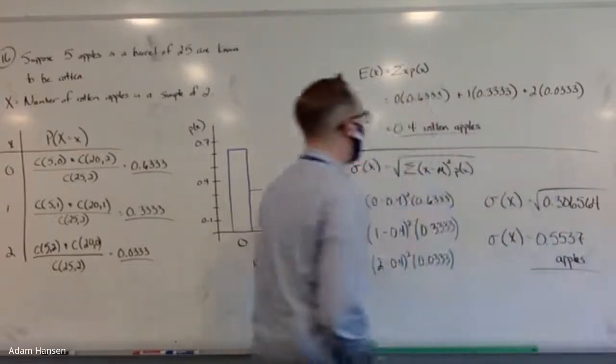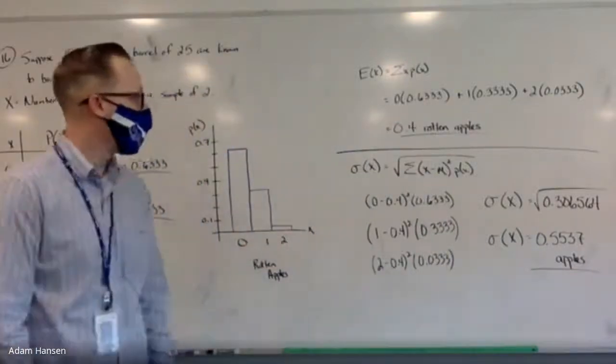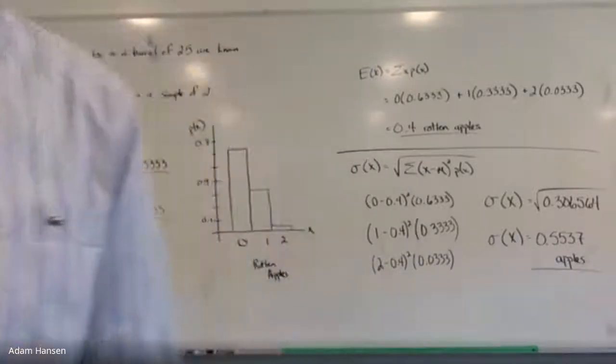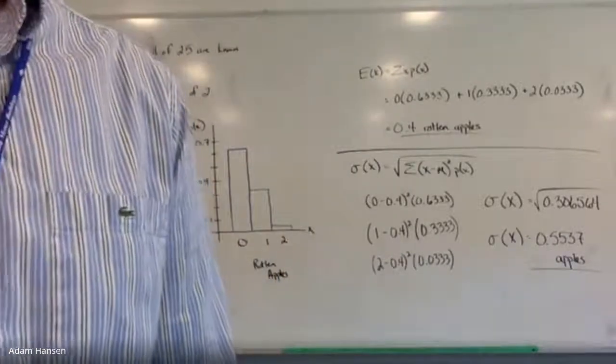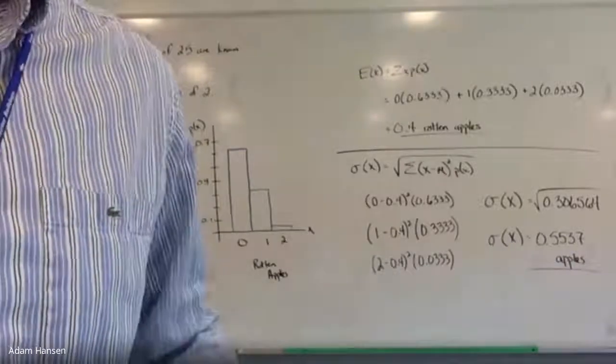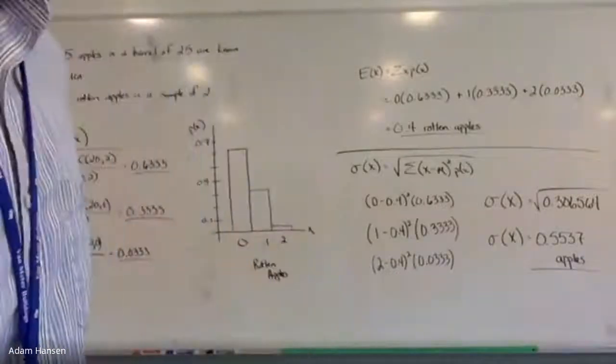So I would expect about 0.4 rotten apples, or differ from that by about 0.55 rotten apples. I have the measure of center and spread from the average for this random variable, rotten apples. Questions here?